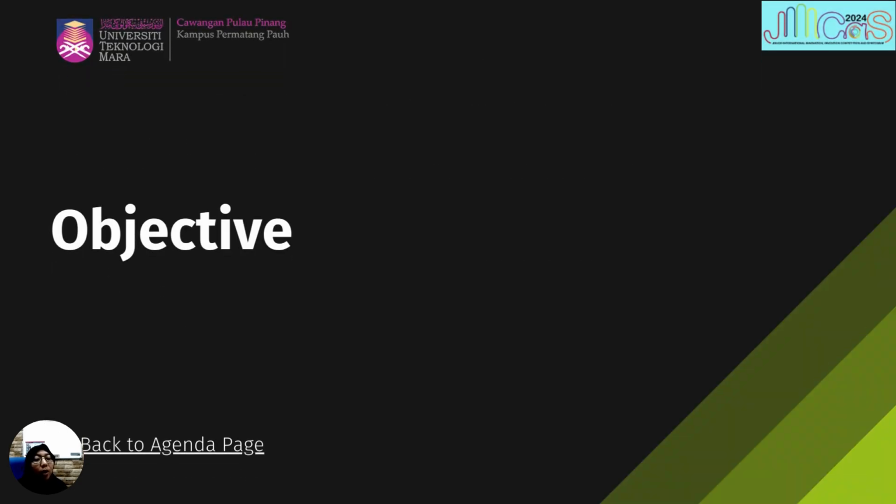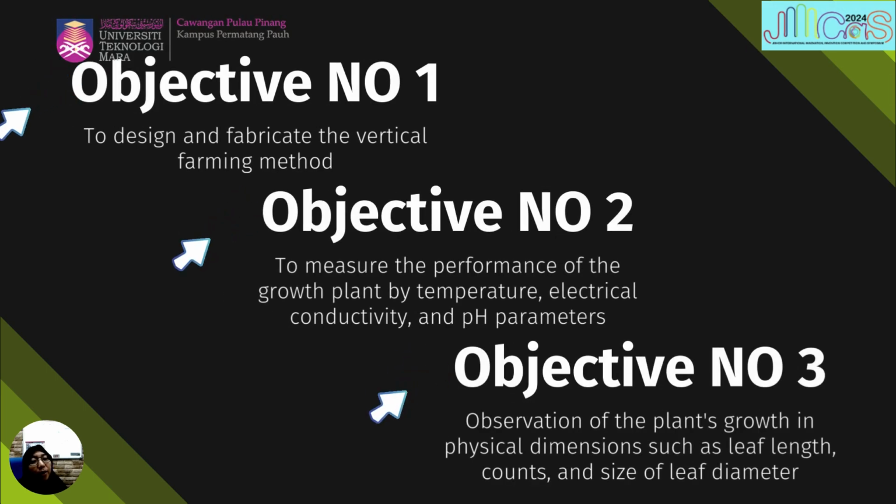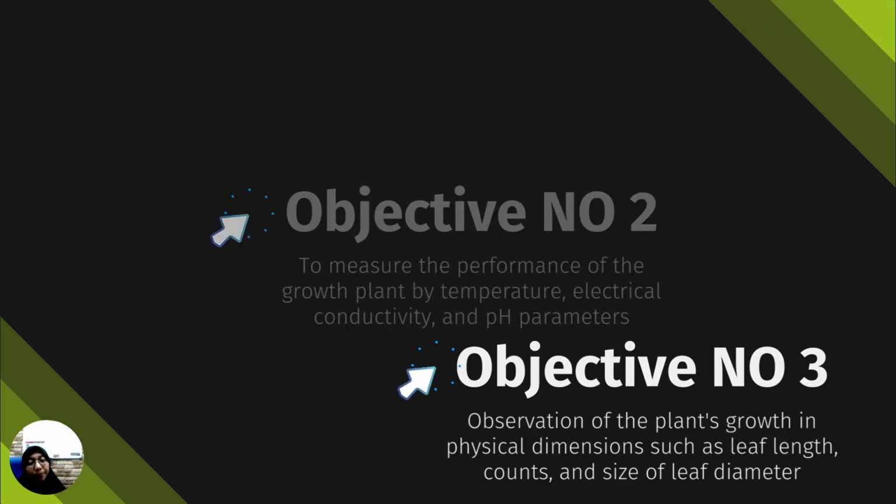So what are the objectives of this research? There are three objectives. Number one is to design and fabricate the vertical farming structure. Number two, to measure the performance of plant growth through temperature, electrical conductivity, and pH parameters. And the last objective is to observe the plant's growth in physical dimensions such as leaf length, leaf count, and leaf diameter.